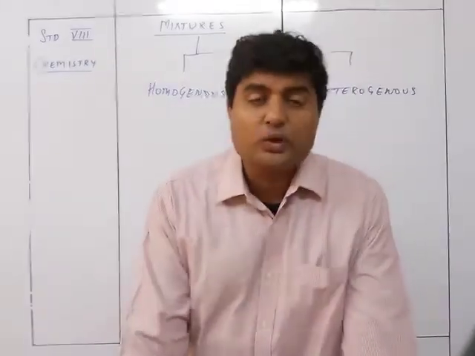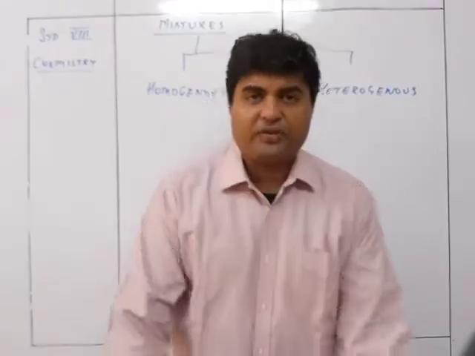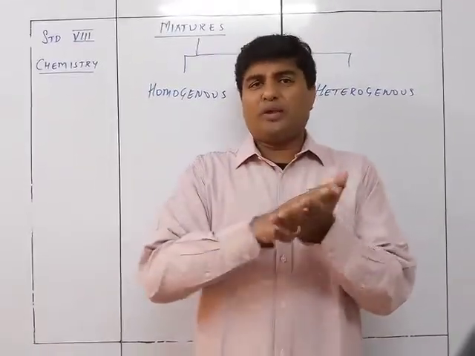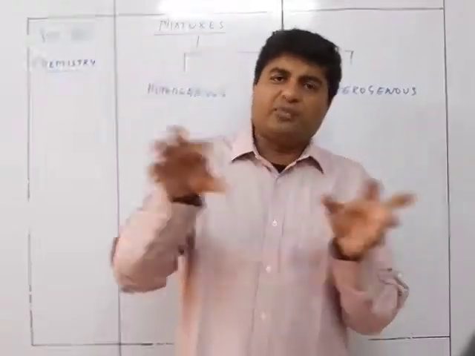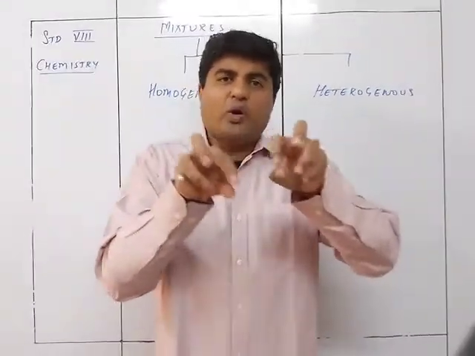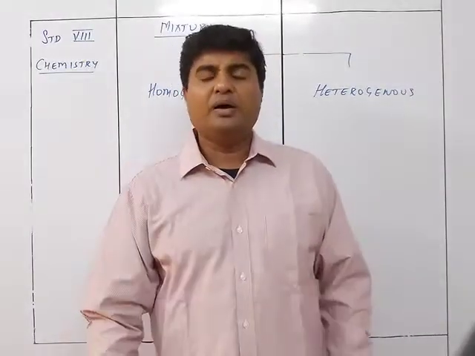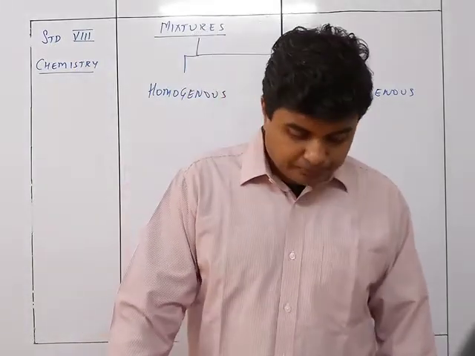The example will be two solids like iron and sulfur. If you take iron and sulfur, you cannot mix them thoroughly. There will always be iron clubbing up together on one side and sulfur clubbing up on the other side. So there will always be a lumping of iron and sulfur in between.